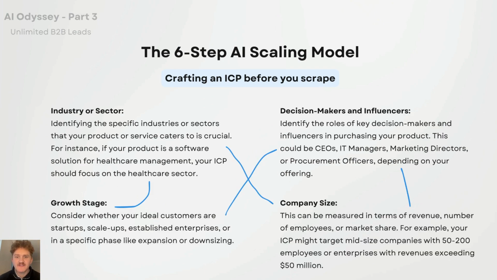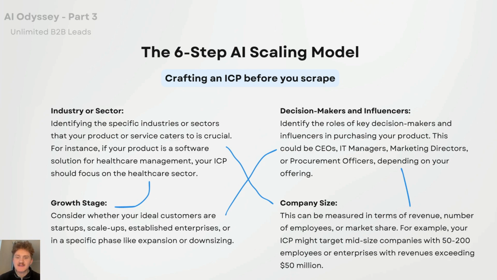Now, how to craft an ICP. So with the industry or sector, you're identifying the specific industries that your product caters to, of course. So if your product is a software solution for healthcare management, your ICP should focus on the healthcare sector. And the same thing applies for technographic information inside that industry. So for example, Clio is a tool that helps law firms grow their firm and manage leads, right? It is extremely likely that if I reach out to someone who is using Clio, they probably run a firm. So you see how you can use the industry with the technographic information.